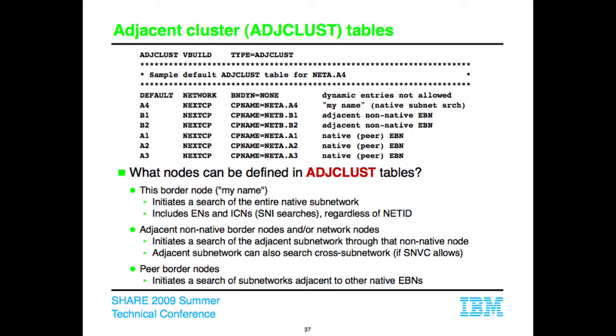So why would you want to put your own name in there? Why doesn't VTAM always automatically search the native network? Well, consider what would happen in the previous diagram if network C sent a search request for net Z into net A.